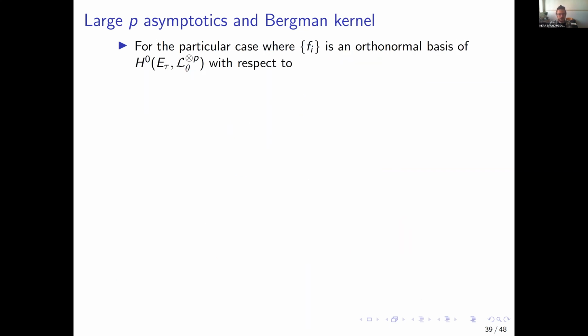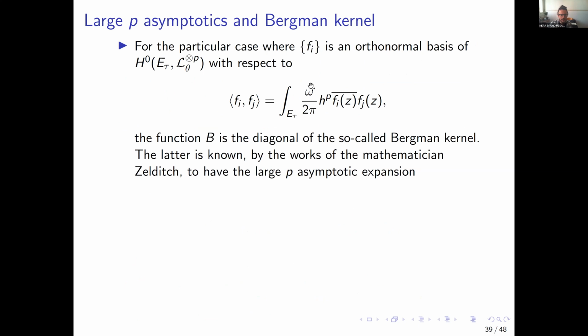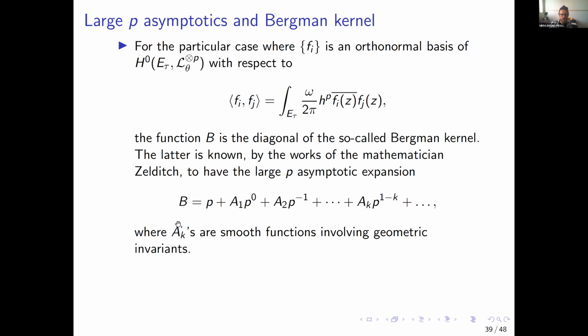So for the particular case where these functions f_i are an orthonormal basis of this space of theta functions with respect to this L2 inner product, then the function B is the diagonal of the so-called Bergman kernel, and the latter is known by the works of Zelditch and others to have a large P asymptotic expansion of the form B equals P, a constant, which is the Chern number that you started with, and then some functions like this. The a_i are smooth functions which involve geometric invariants of the pre-quantum line bundle and the manifold.